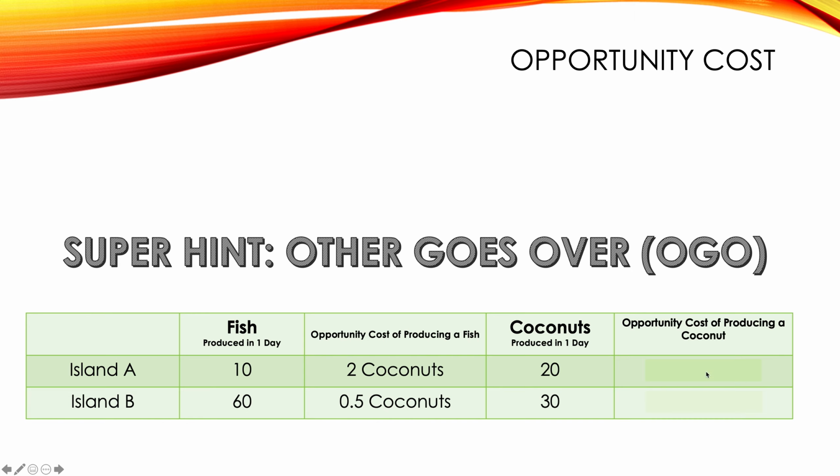Now up here we go. Other is 10 over 20 is 1/2. Other is 60 over 30 is 2. So just remember, other goes over.